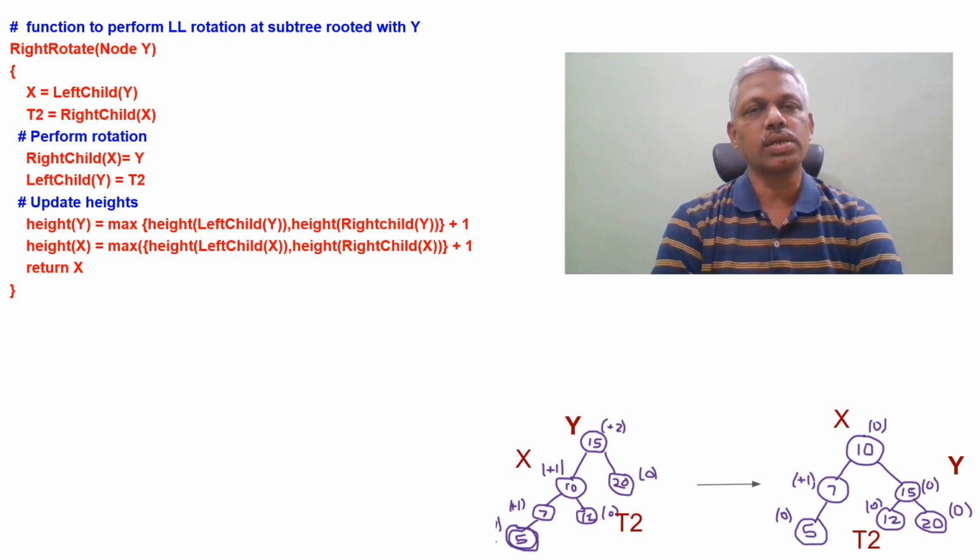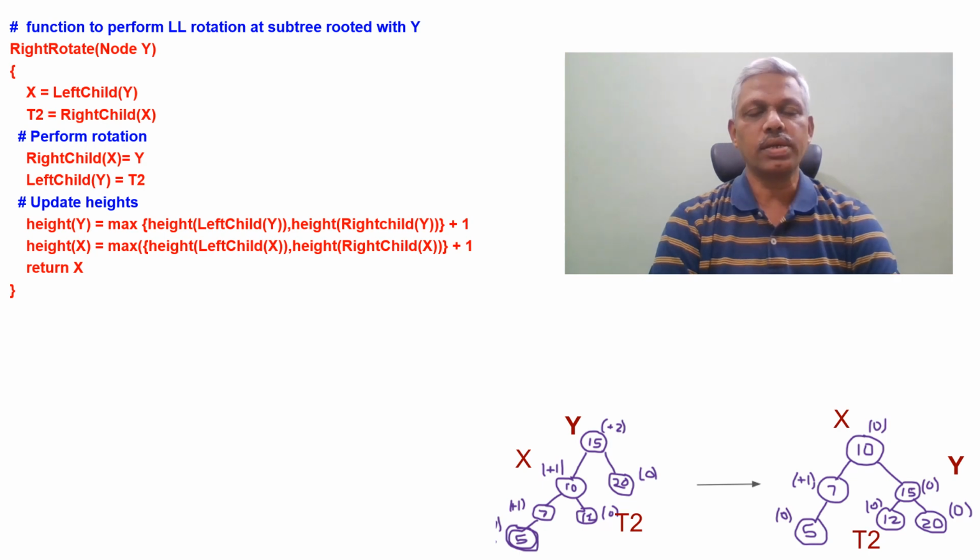To calculate the balance factor, we need to update the heights. So we update the height of y, recursively of course, as max of height of left child of y, comma, height of right child of y, plus 1, and height of x as max of height of left child of x, comma, height of right child of x, plus 1. So we will update the heights also and return x. That means after rotation, the balance factors are updated and the value x is returned for further processing. So this is what the right rotation is.